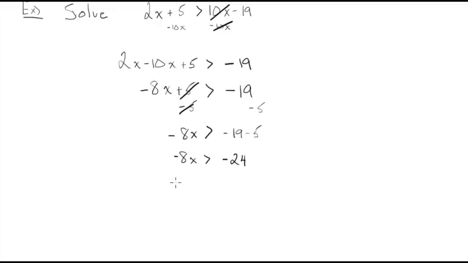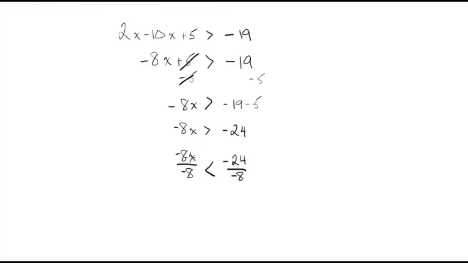And we'll just divide both sides by negative 8. Remembering that when you divide both sides of an inequality by a negative number, you must switch the inequality sign. So the negatives cancel here. So we have x is smaller than negative 24 divided by negative 8, which is 3. Or if you wanted to write it in interval notation, x is in the interval from negative infinity to 3. Open bracket, because it's a strict inequality, strictly less than.